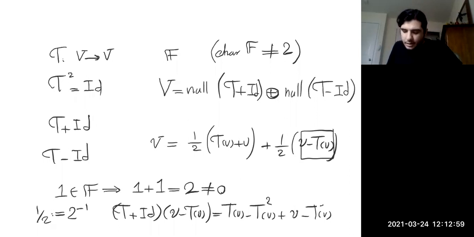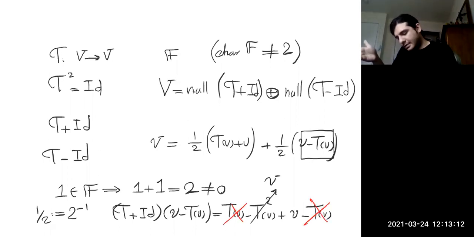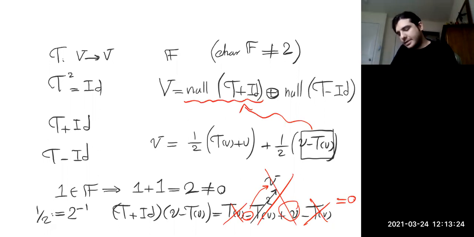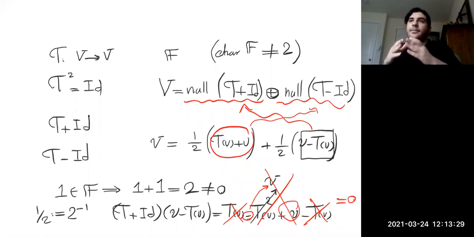Okay. Now, on the other hand, t squared is identity. So t squared is just identity. Therefore, t squared of v is just v. Now you can see tv would cancel with minus tv. And here we have a minus sign. So we have minus v, which would cancel with plus v. And the result is 0. So this vector here is inside this space. And in a completely similar way, this other vector is inside this other space.